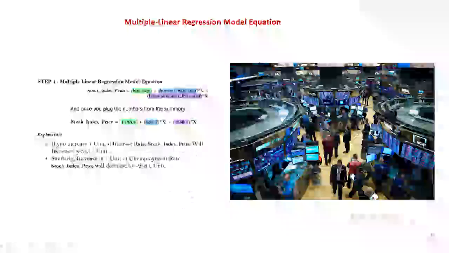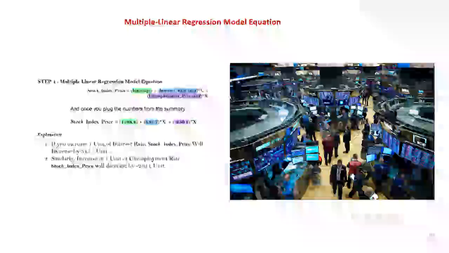So here, if someone asks you to interpret it, you will say: if I increase 1 unit of interest rate, my stock index price will go up by this coefficient, 345.5. Or if I increase 1 unit of unemployment rate, my stock index price will decrease by 25.1. It means even a slight increase in unemployment rate creates a problem for the stock index price. Your stock index is going to go much lower even at 1 unit of unemployment rate.